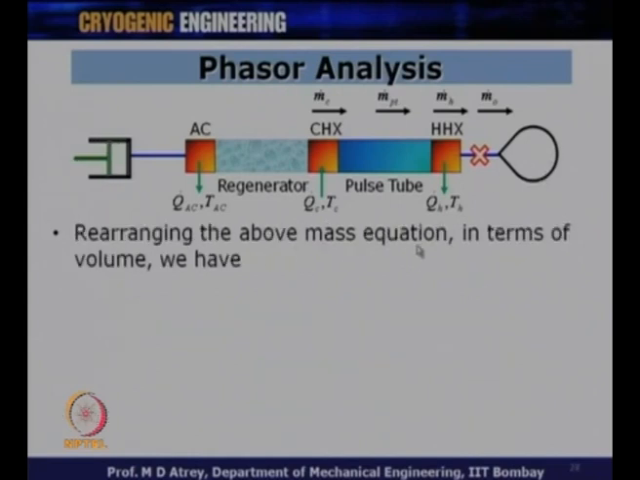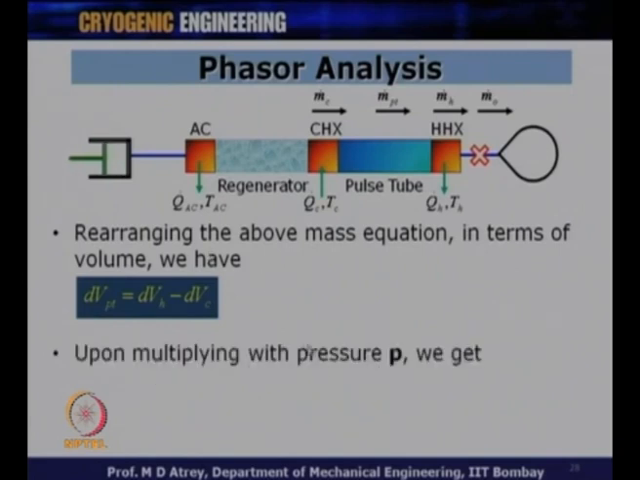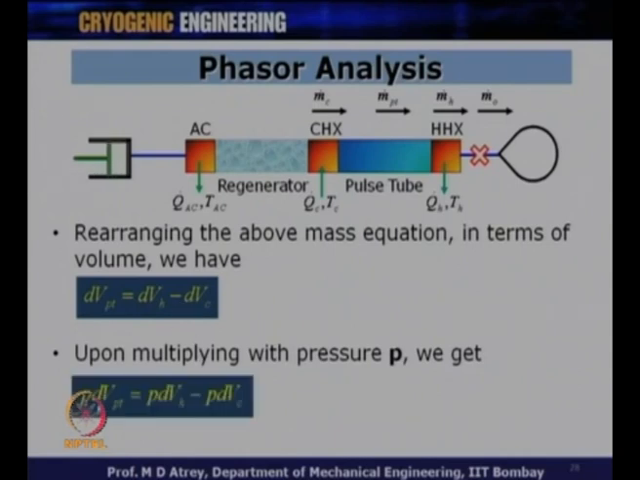Rearranging the above mass equation, we just computed M dot PT is equal to M dot H minus M dot C, and if I want to replace the same thing in terms of volume, we have dVpt is equal to dVH minus dVc. That means a small variation in volume in the pulse tube is equal to the variation in the hot end heat exchanger minus the variation in the cold end heat exchanger. This can be obtained by dividing the earlier mass equation by density and area. Upon multiplying the entire equation by pressure P, we get PdVpt is equal to PdVH minus PdVc.